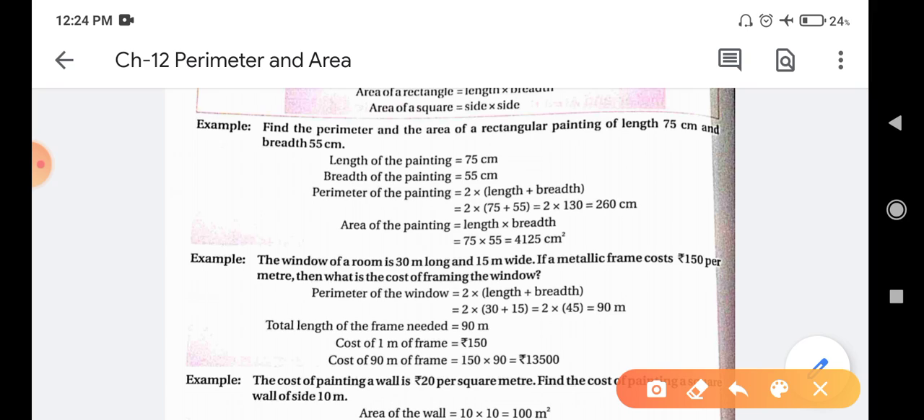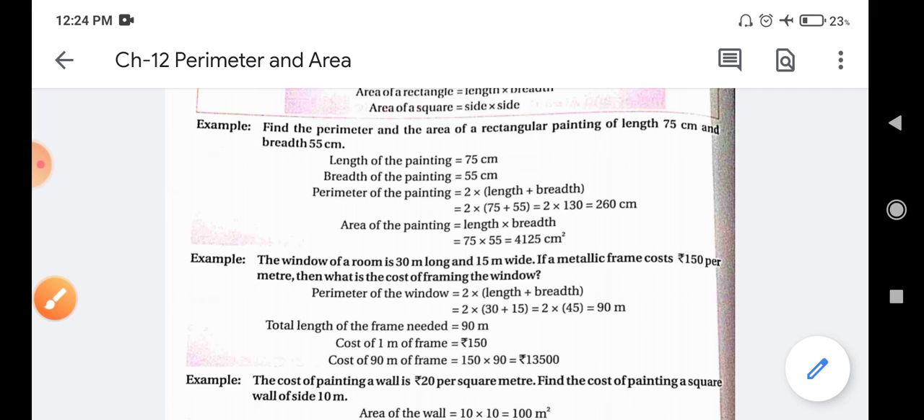Then one more thing is asked: you have to find the perimeter and also the area. We have found the perimeter and now we will find the area. Area of the painting is equal to length multiplied by breadth. Multiplying them, you will get the answer 4125 centimeter square, because area is always written in square units.